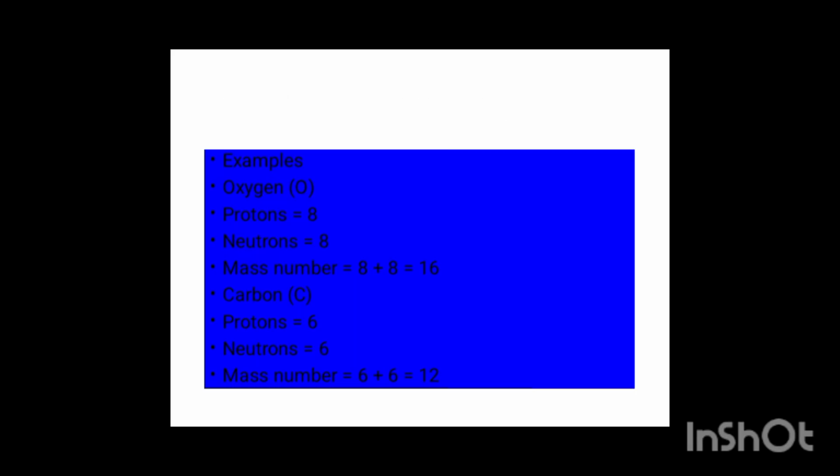For example, oxygen: protons are 8, neutrons are 8, so the mass number is going to be 16. Carbon: protons are 6, neutrons are 6, so the mass number is going to be 12.